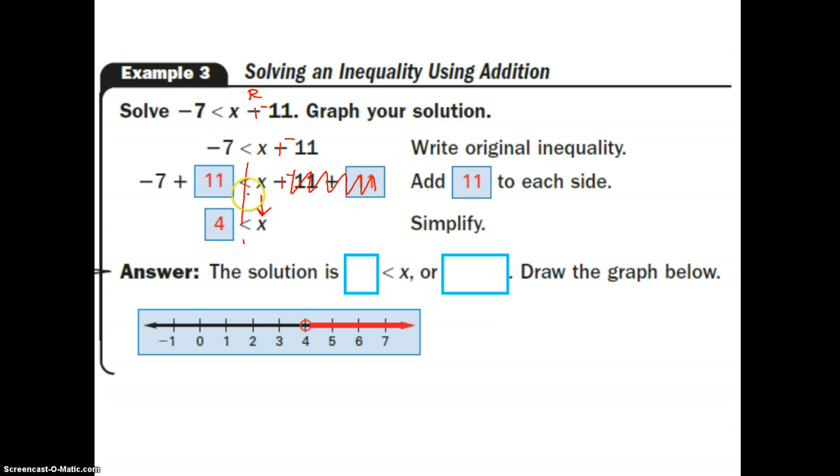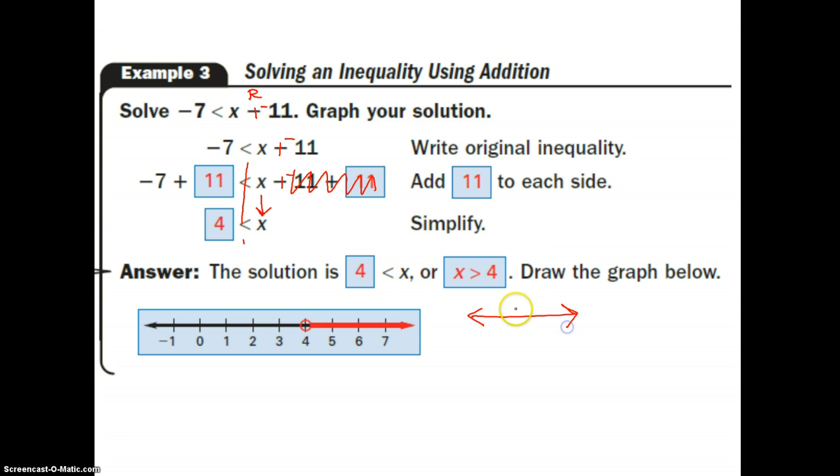Negative 7 plus 11 is 4. Bring down the inequality symbol. 4 is less than x. The solution is 4 is less than x. Or you can even flip it by saying x is greater than 4. Okay, remember just to flip the entire inequality.